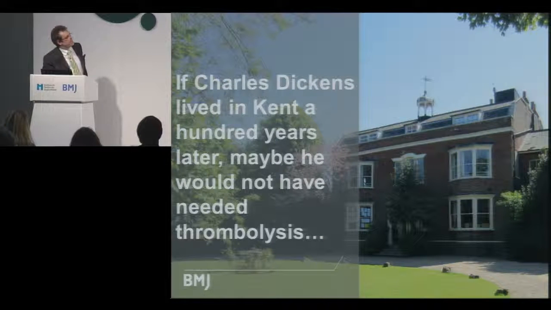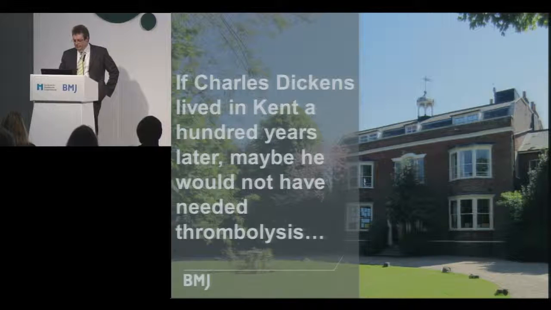And so this is Dickens' house in Kent in Higham, Gads Hill, and what we would hope is that if he lived now, he wouldn't have needed his thrombolysis. He'd be 101, so he'd be doing quite well, even if he were born a century later.